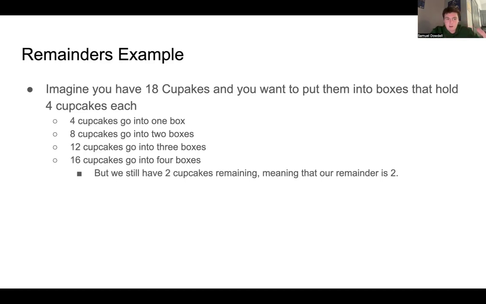The way that works is you're counting up. 4 plus 4 is 8. 8 plus 4 is 12. 12 plus 4 is 16. But we still have 2 cupcakes remaining after we've done that. After we found out that 4 go in 1 box, 8 goes into 2, 12 into 3, 16 into 4, we've still got the 2 cupcakes remaining, meaning that our remainder is 2.